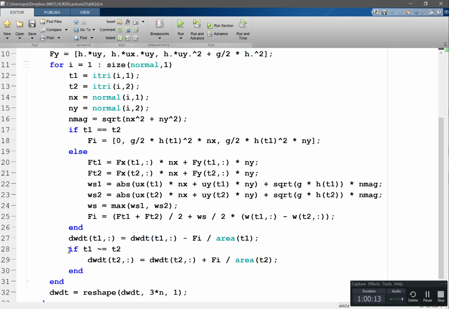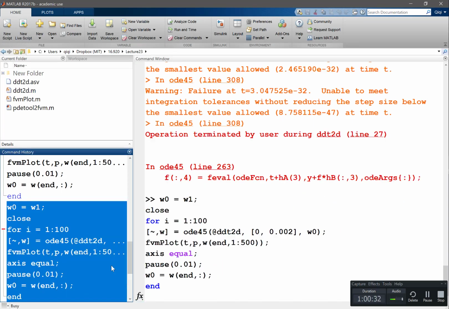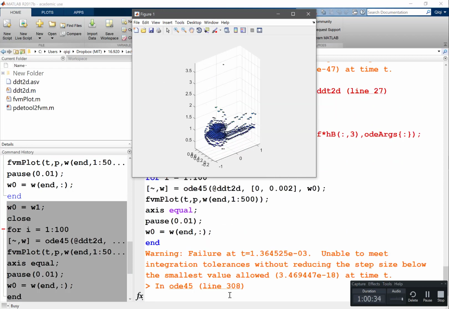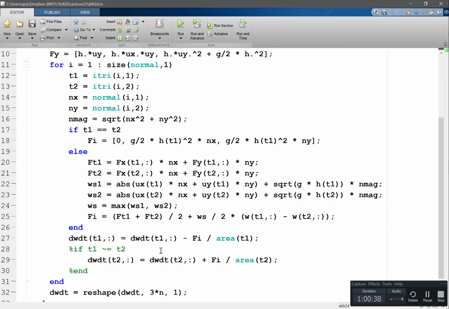So let me see if it's a boundary issue by setting the boundary flux to be 0. If I comment out this if statement, that means I am adding and subtracting the same thing on the boundary. That means I'm ignoring what the boundary is doing. And let's see if that diverges a lot earlier. So it's not a boundary issue. Okay, so maybe we'll continue to our finite.